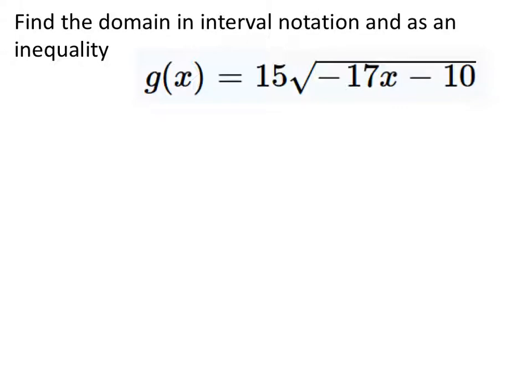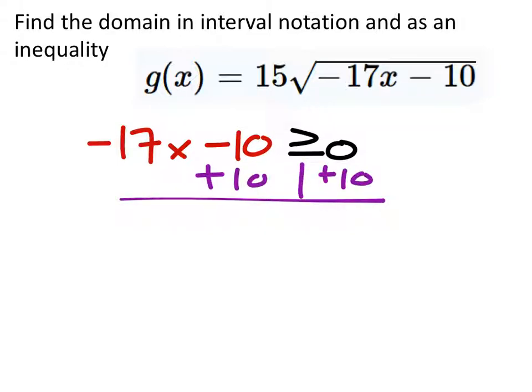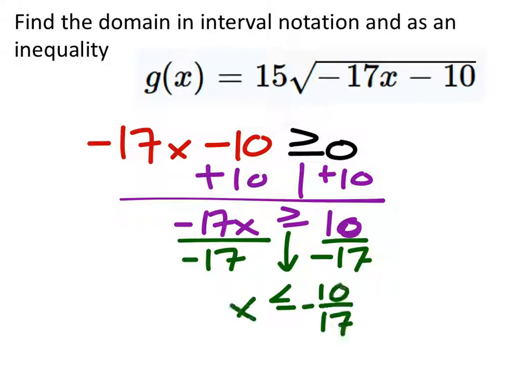Find the domain in interval notation, our favorite. And as an inequality, also our favorite. That's nice. The 15 there in the front is not going to matter at all. All we're concerned with is what's inside the radical here, negative 17x minus 10. And we know it has to be greater than or equal to 0. So this is just like solving any other inequality. Add 10 to both sides. Divide both sides by negative 17, which is going to flip the inequality. There's the inequality, which is pretty nice.